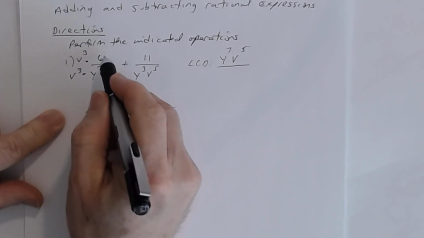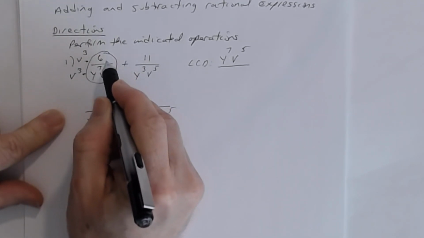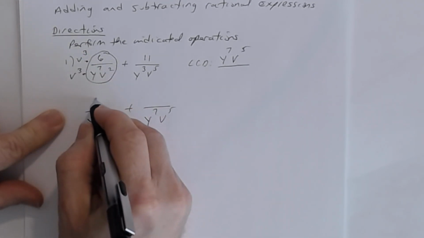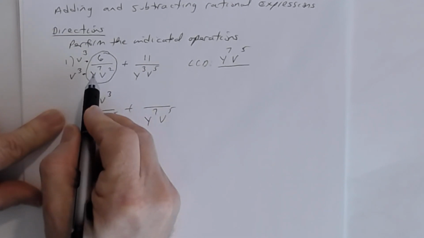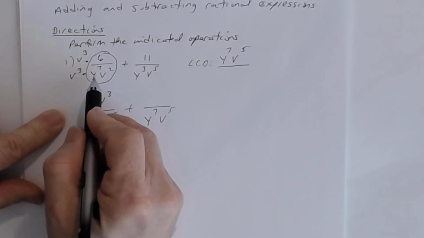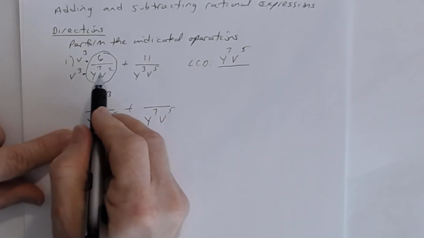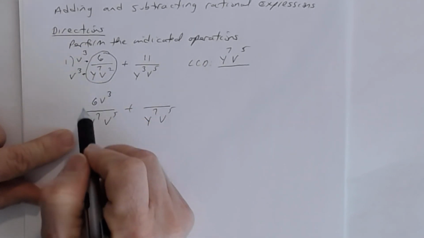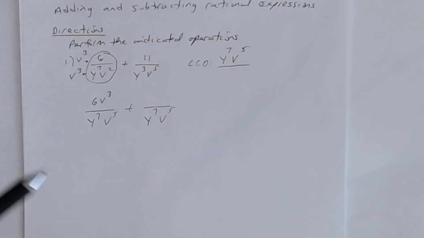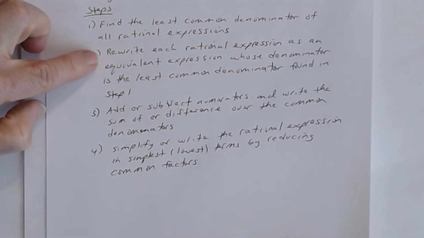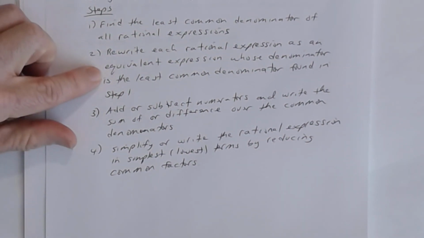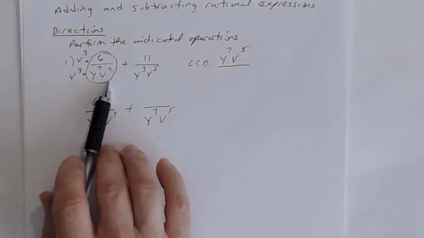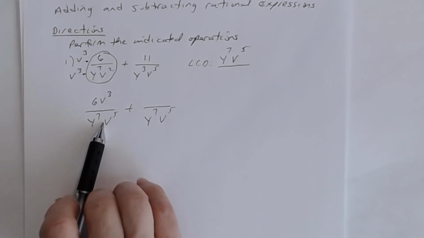So now this rational expression here is equivalent to 6 times v cubed. And then notice y to the 7th, which is this, and v cubed times v squared is v to the 5th. So this rational expression is equivalent to this one. So that's what this says right here. So rewrite each rational expression as an equivalent expression whose denominator is the LCD. So this that I have circled is equivalent to this.